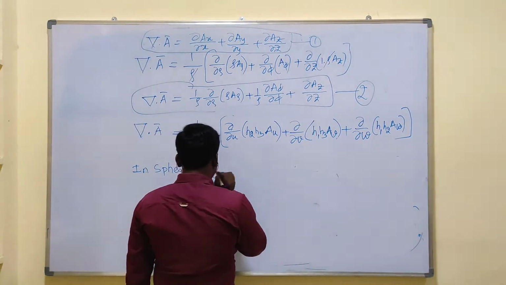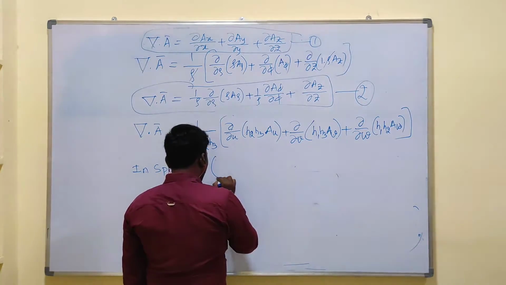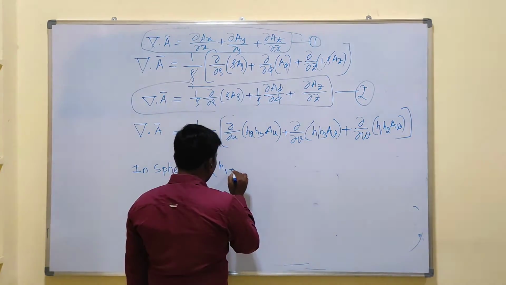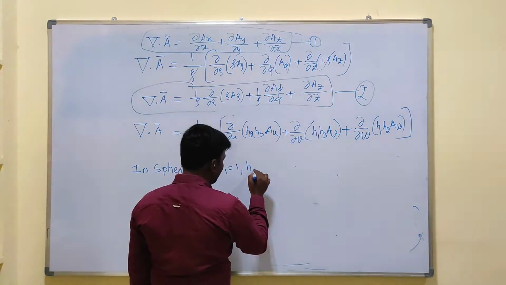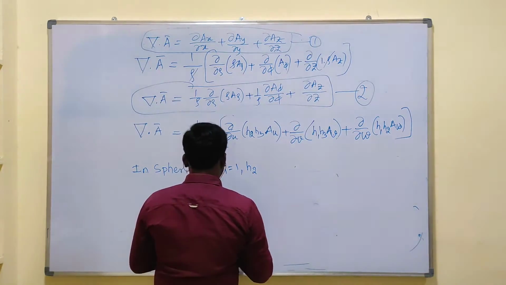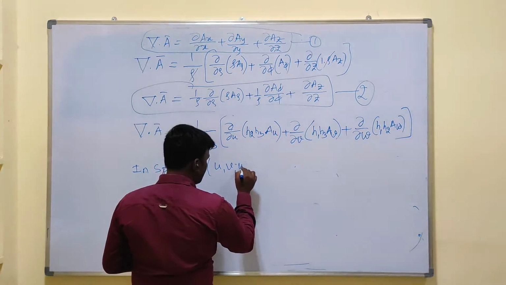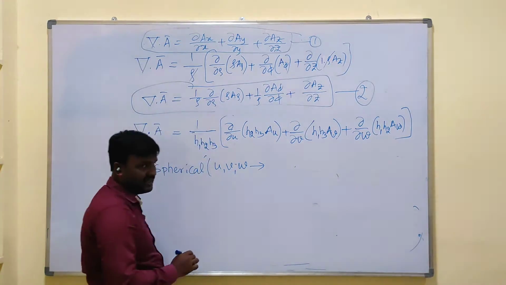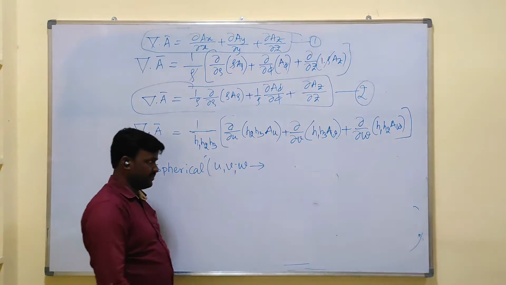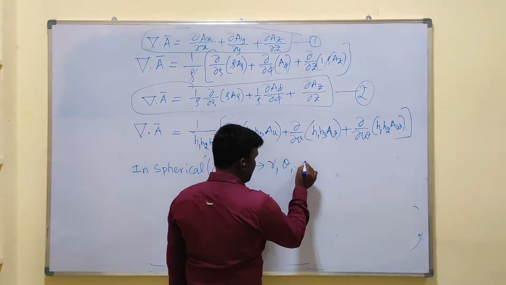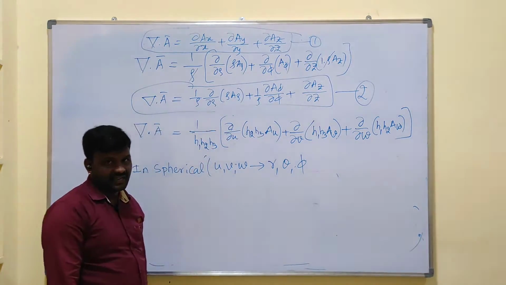In the spherical coordinate system, we have h1 equal to 1, h2... Sorry, we need to replace the elements, that is u, v, w: first element, second element, third element. What are the elements in the spherical coordinate system? R, theta, phi. Is it clear?